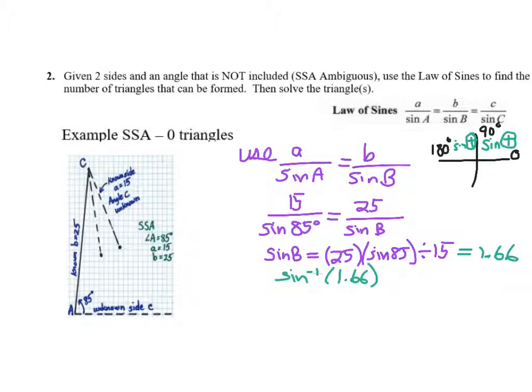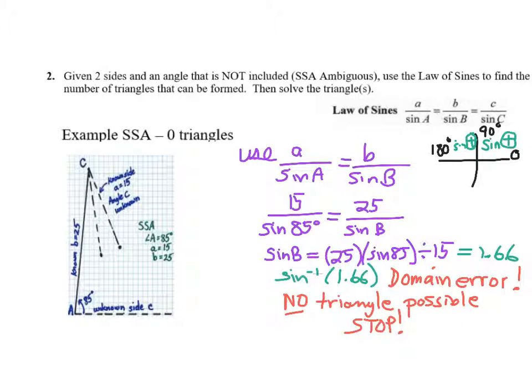Did you get approximately 1.66? So remember, the next step is going to be to do the inverse sine, and when you go to do the inverse sine of 1.66, what happens? Try it and see if you agree. You should not be able to do that calculation, and this is the situation where there is no triangle possible, so you have to stop. These, of course, are the easiest ones because it's not possible to continue.